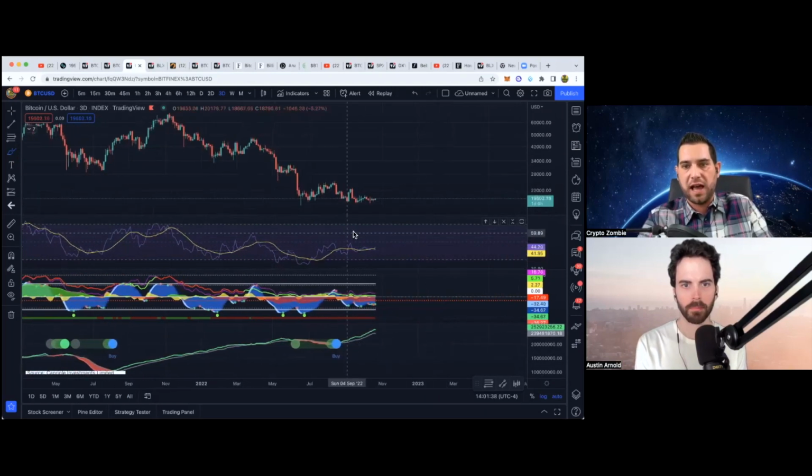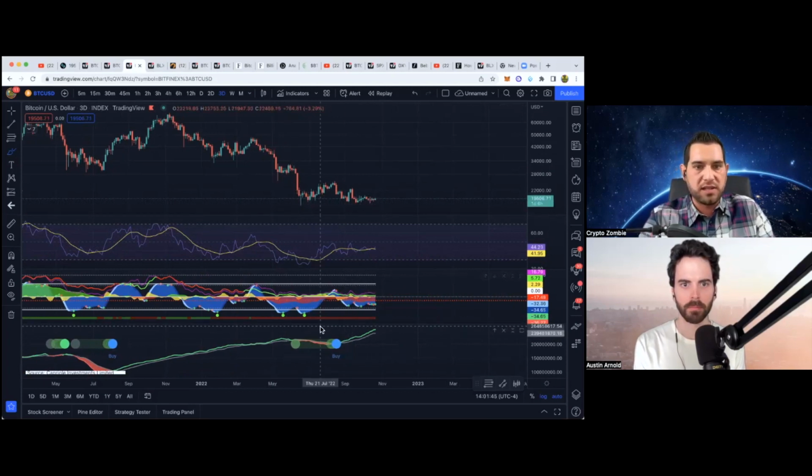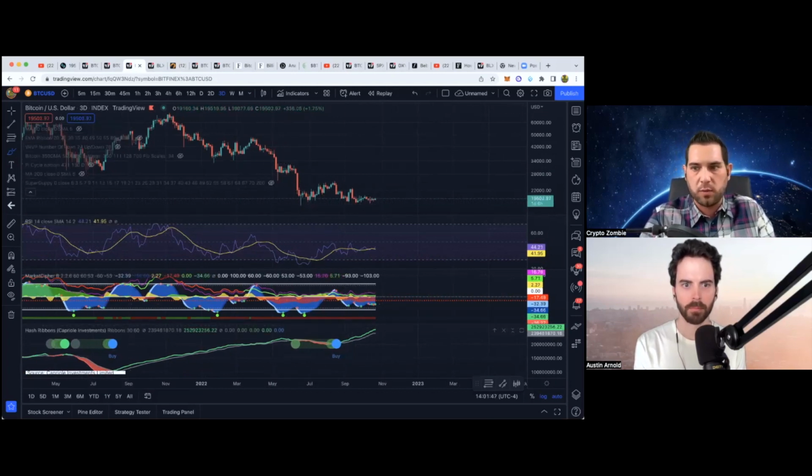We did have this flash right here. And just like we did back in 2018, we're having that sideways, but it could be signaling that the bottom is in fact in. So that's the first one I wanted to bring up.